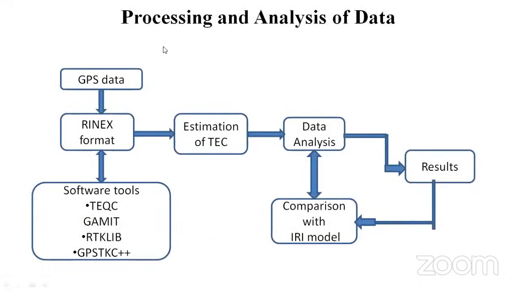The processing and analysis of data. Here we receive the data from various GNSS archives, and those GPS data will be in the form of RINEX format, and these RINEX files will be used to estimate TEC by using software tools like TEQC, that is translating, editing, and quality checking, and using the GAMIT software and RTKLIB and GPS-TK C++. These are the software tools used for the calculation of TEC. And these estimated TEC will be analyzed by plotting it with respect to various heights and with respect to various latitudinal regions. And this obtained TEC data will be compared with the IRI model.